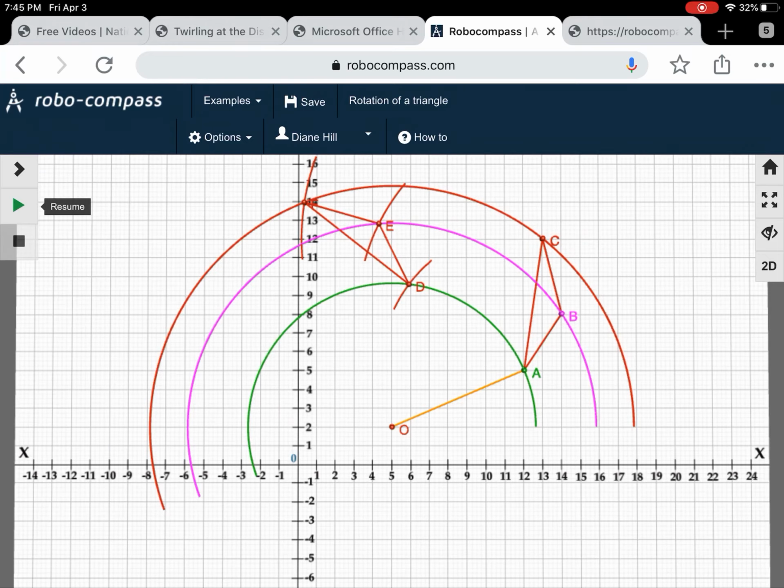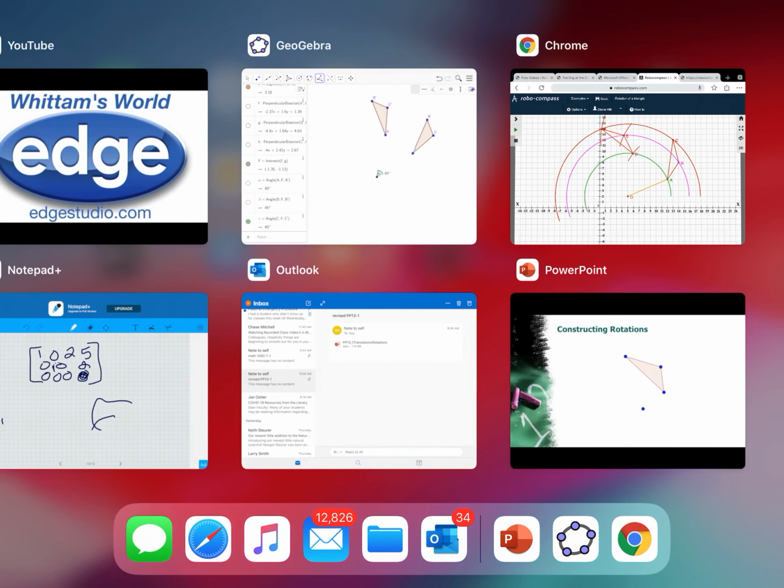And every angle that matches the image and the preimage through the center, so AOD, that angle will be 60 degrees because that's the rotation we did, right? And that means BOE is also going to be 60 degrees. And EOF, that will be 60 degrees.